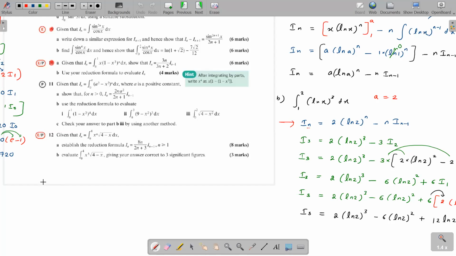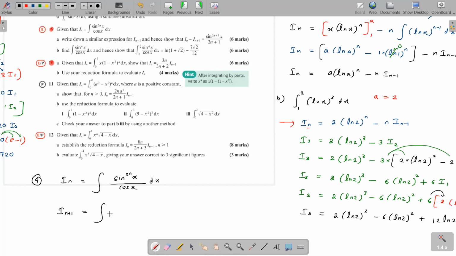Okay. Let's do question number 9. Given that I_n is equal to the integral of sine to the power 2n x divided by cos x with respect to x. Write down a similar expression for I_(n+1). Okay, so how do we write a similar expression for I_(n+1)?